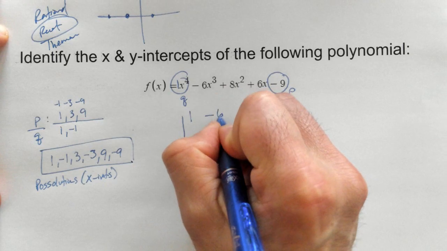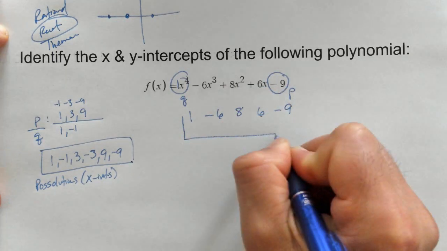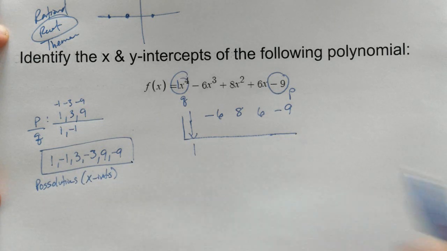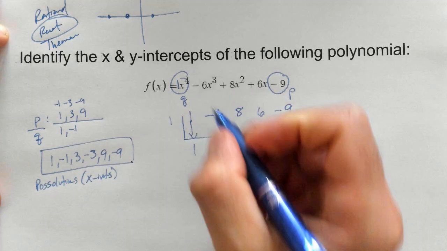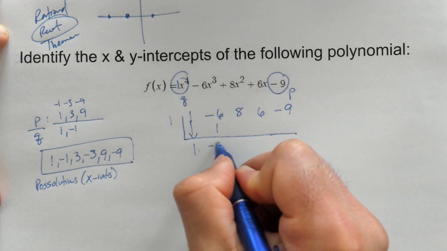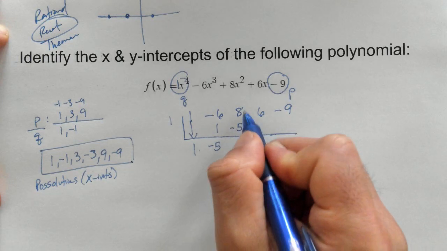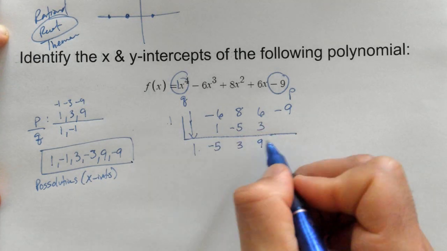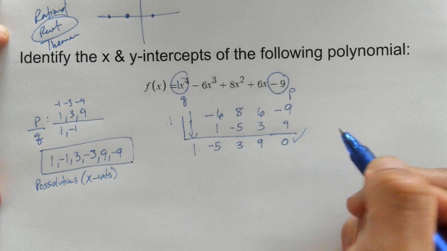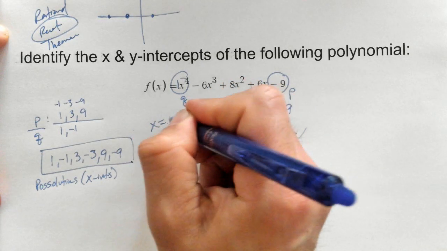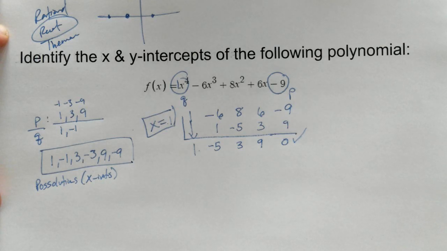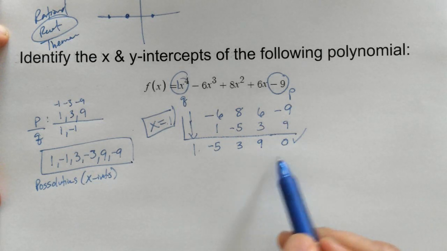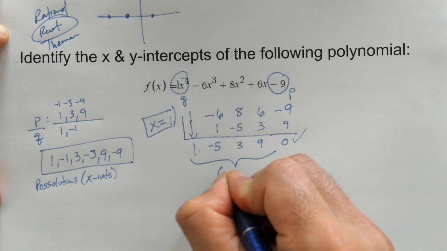We have 1, -6, 8, 6, and -9. And we're going to try every one of these solutions to see which one gives me a 0 as a remainder. Let's start with 1. 1 times 1 is 1. When I add these, I get -5. 1 times -5 is -5. When I add them, I get 3. 1 times 3 is 3. When I add those, I get 9. 1 times 9 is 9. When I add those, I get 0. So that means that x does equal 1. I have one x-intercept already, and I'm looking for 4 possibly, which means I have 3 left over, or a cubic.